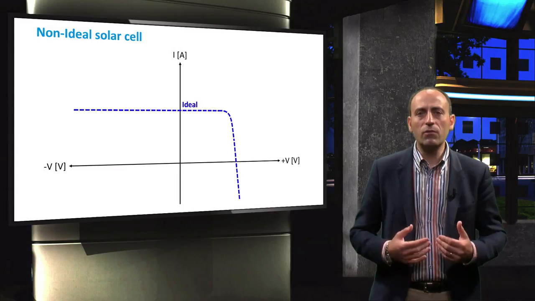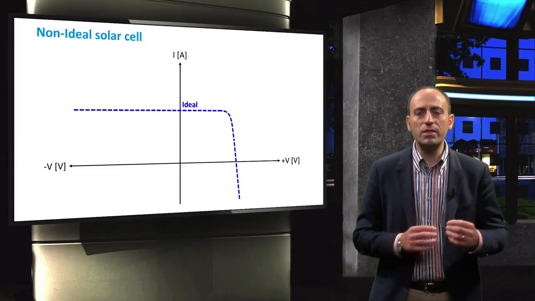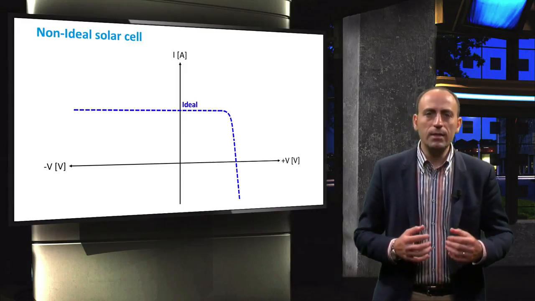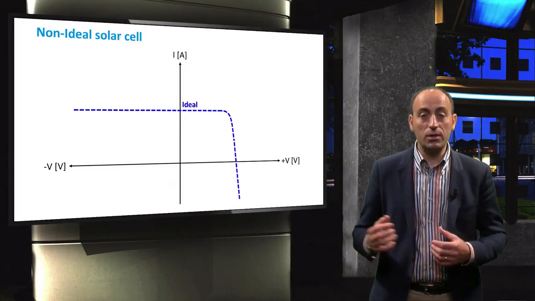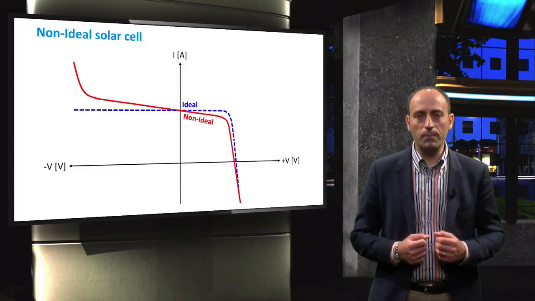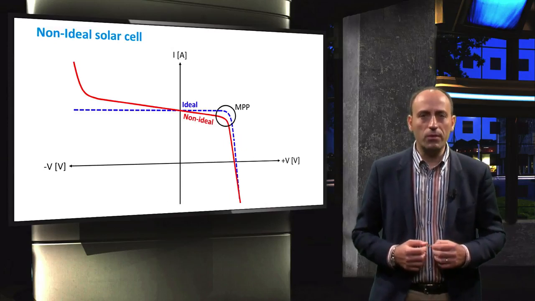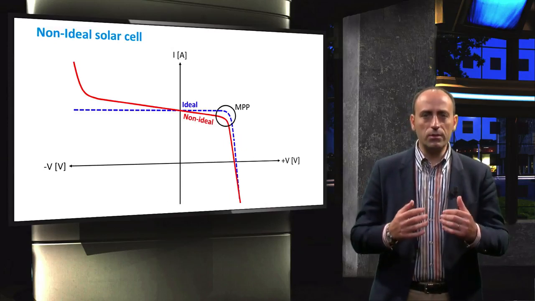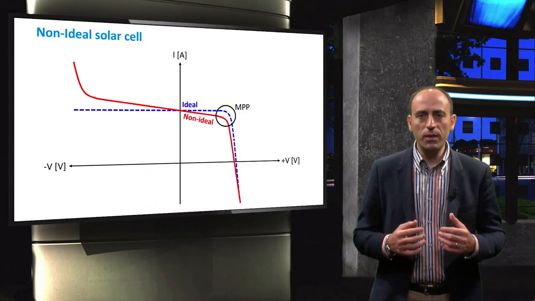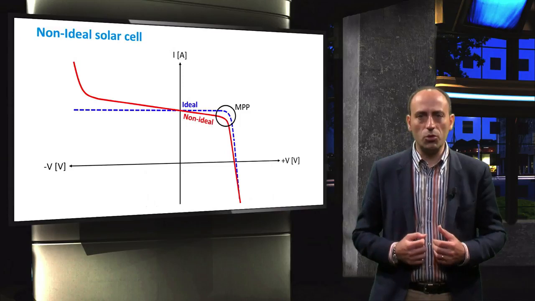We have to account for different loss mechanisms in a solar cell and in so-called cell-to-module losses. These losses change the dashed ideal current voltage characteristic to the more realistic red one. The loss is visible here at the maximum power point, which is a bit lower than the theoretical one. This decrease in fill factor is caused by the shunt and series resistance of the module.